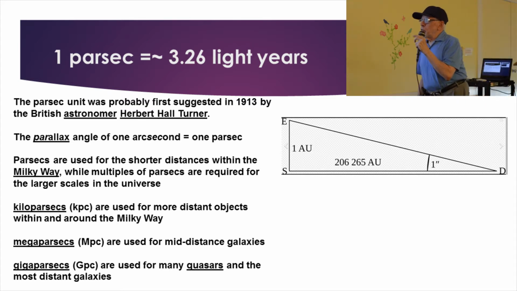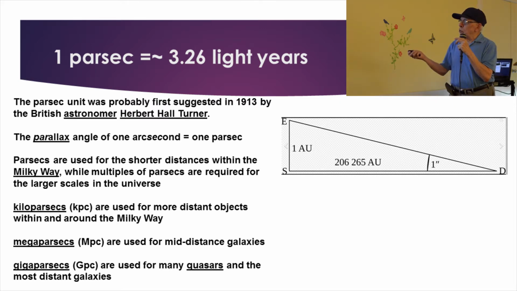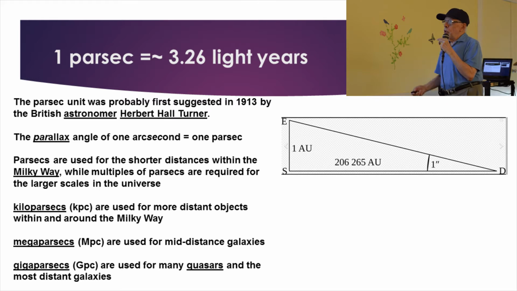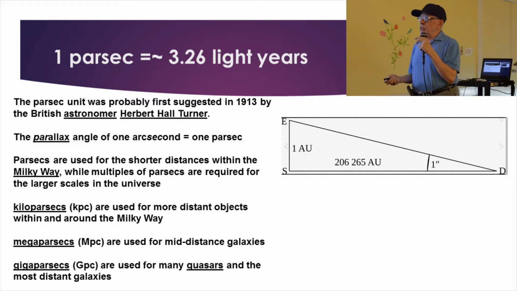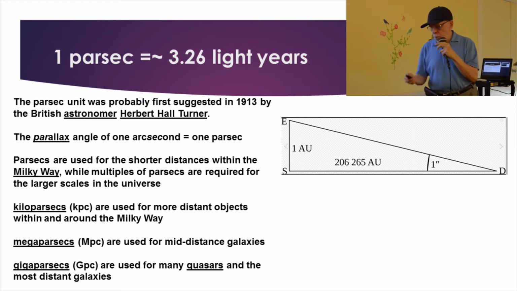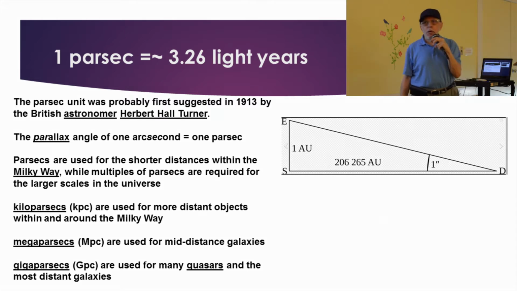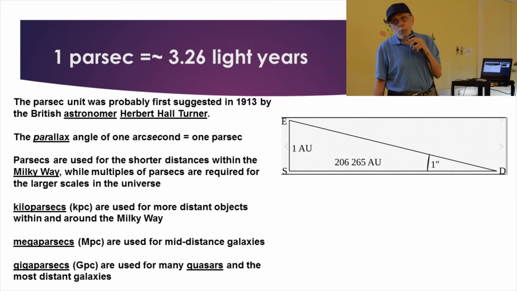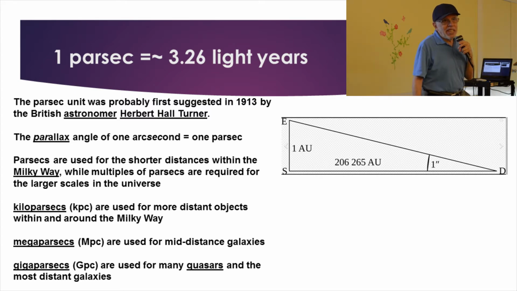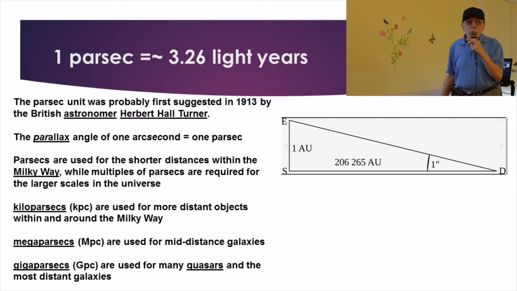So parsecs are used for shorter distances only, because if it gets too far away, this angle gets so small that it can't be measured, even with our best instruments. So for more distant objects, we can sometimes say they are kiloparsecs or megaparsecs or gigaparsecs at a distance. But we can't necessarily measure that directly. We have to use other methods to measure it. Then we convert into kiloparsecs or megaparsecs or gigaparsecs to just say that's the distance. But the angle would be so small that we couldn't measure it directly.